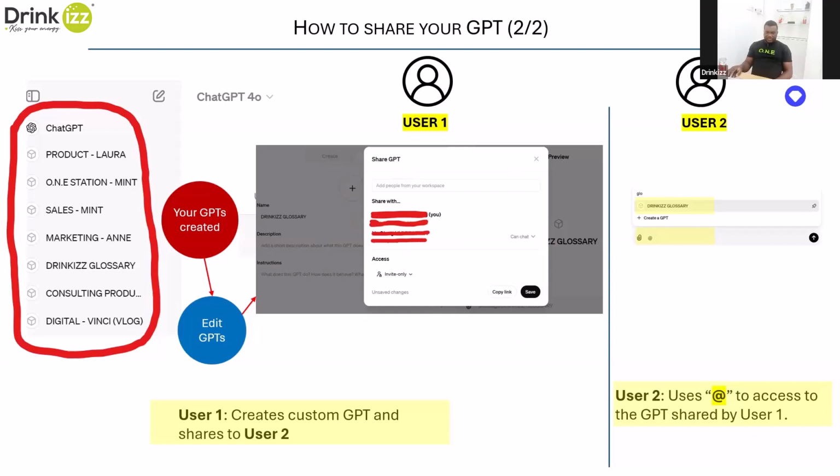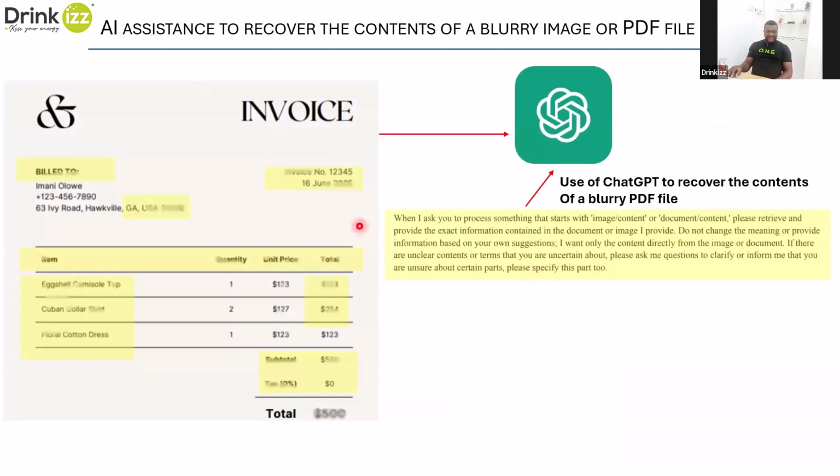So we move to another slide, AI assistance to recover the content of a blurry image or PDF file. Here we will see how AI can help you recover content from unclear PDF. For example, here we have unclear image, right? When I put yellow color, we have unclear information. We can use this file and send it to ChatGPT with a good prompt and get a clear version of the content. This can save your time, right?